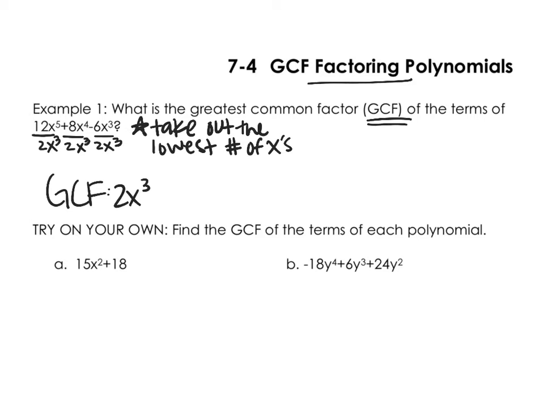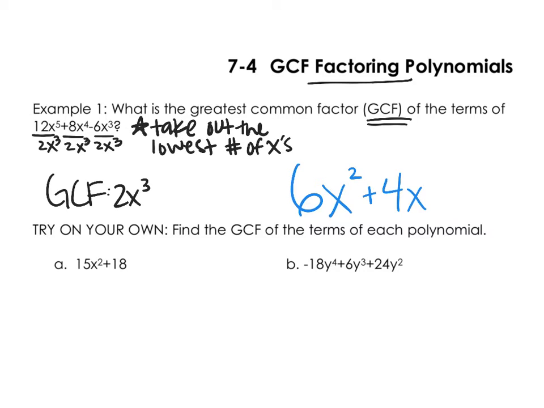I'm going to take each one step by step. In the first one, I did 12 divided by 2, so that gives me a 6. I had x to the 5th, and I'm taking away x to the 3rd, so I'm going to subtract my exponents. x to the 5th, taking out 3, I'm left with x squared. Then I had 8 divided by 2, so that gives me a +4. I had 4 x's, and I took out 3, so I'm left with x to the 1st, or just x.